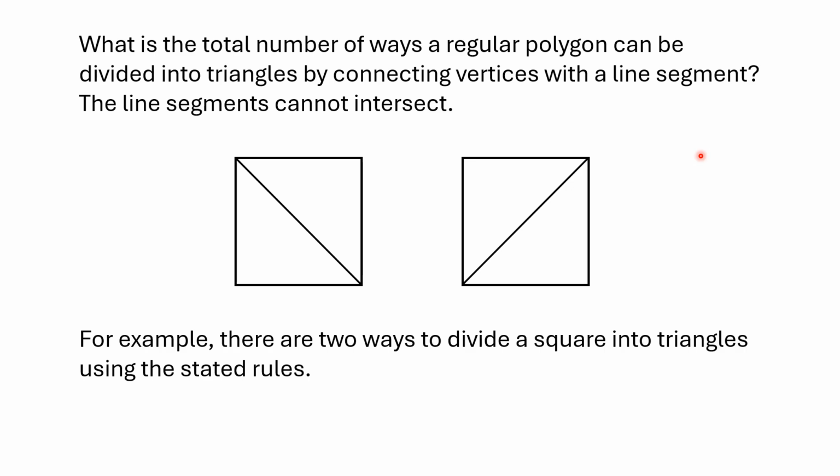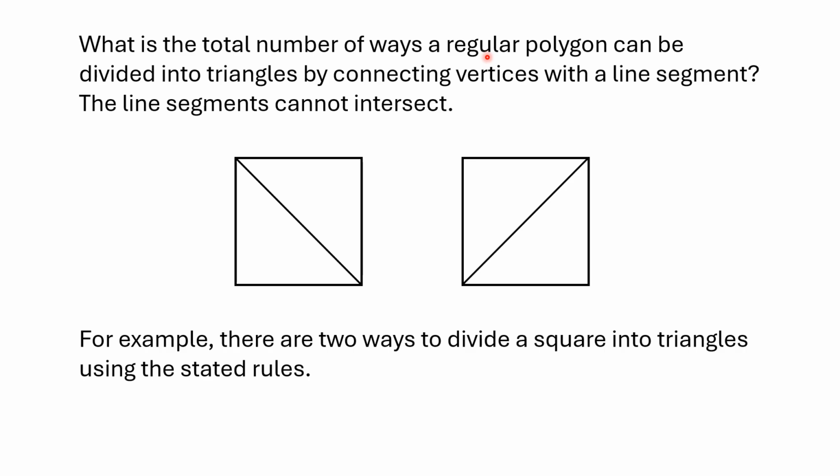What is the total number of ways a regular polygon can be divided into triangles by connecting the vertices with line segments? The line segments aren't allowed to intersect. I could have said convex polygon, but I thought the point it gets across was just regular polygon. That means the sides are the same length and the interior angles are all the same.